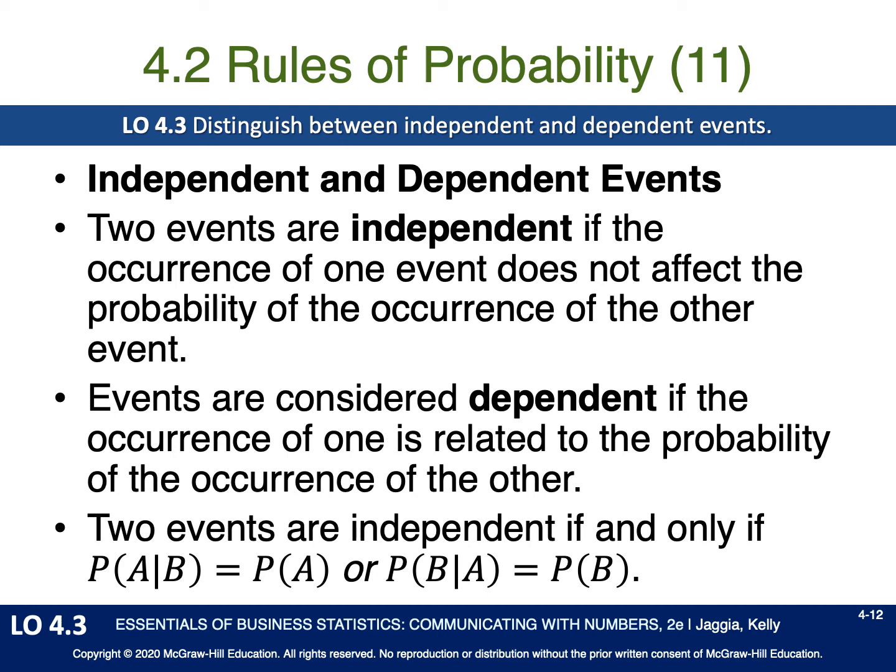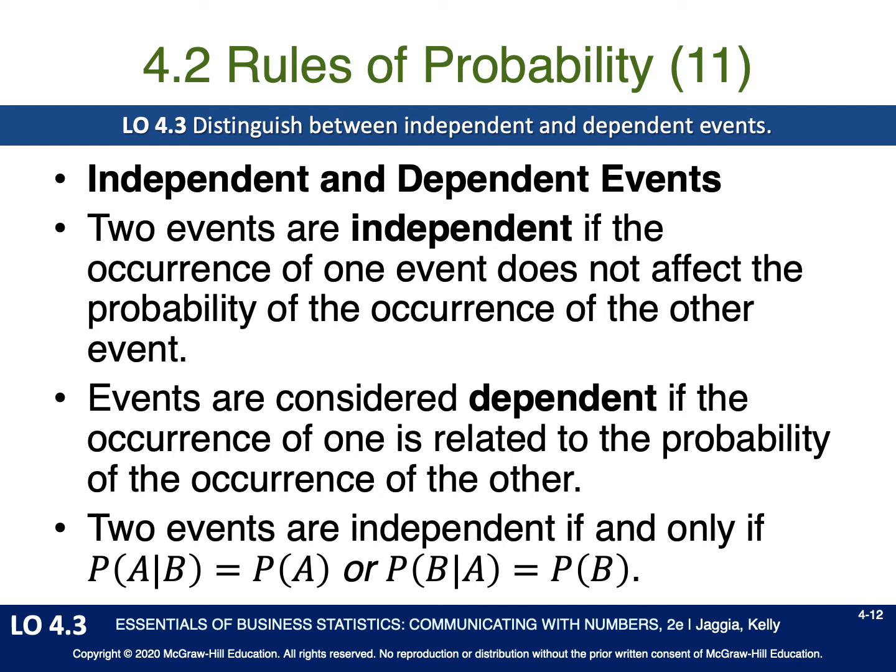So a lot of times we want to see if two events influence each other. So we're going to say the events are independent if the occurrence of one does not affect the occurrence of another. They are dependent if the occurrence of one is related to the probability of the occurrence of another. So how interrelated are these things? So if we're talking about economies, if one country's economy does bad, is that going to influence other countries' economies? Are those independent or dependent?